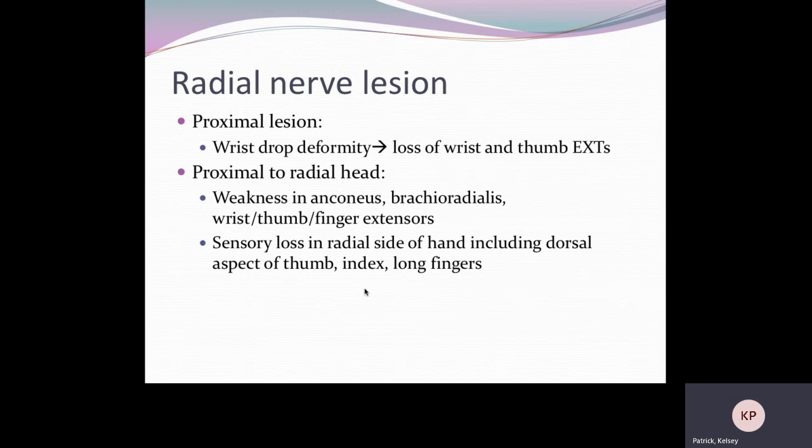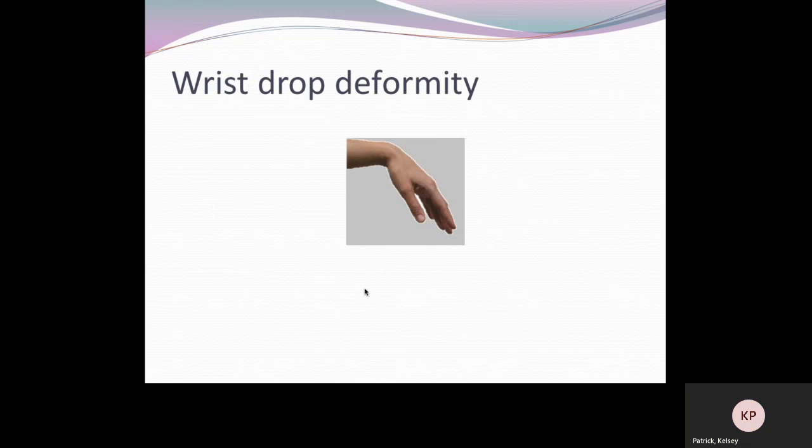With proximal radial nerve lesions, you will often see a wrist drop deformity due to weakness in the wrist and thumb extensors. If the lesion is proximal to the radial head, you will see weakness in the anconeus, brachioradialis, and wrist, thumb, and finger extensors, along with sensory loss in the radial side of the hand, including the dorsal aspect of the thumb, index, and long fingers. Here's a picture of the wrist drop deformity that you will see with a proximal radial nerve lesion.